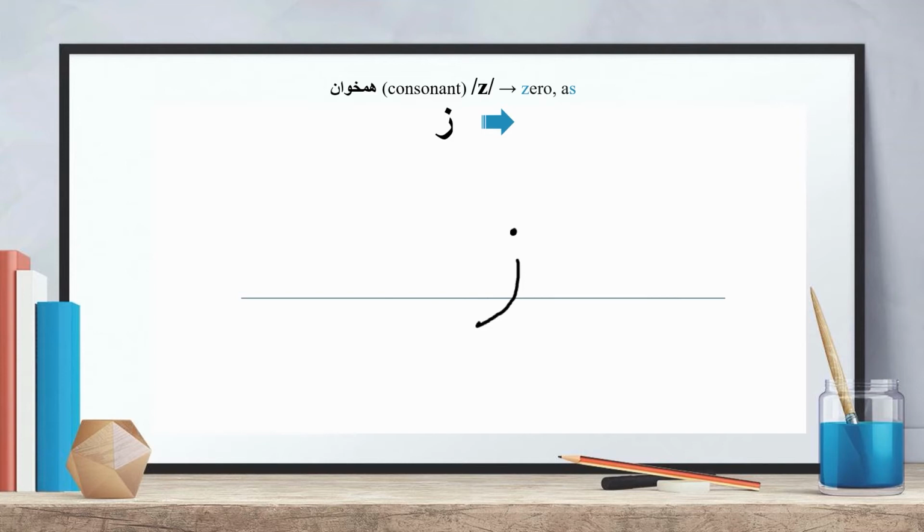So I write it again on the right side. We start from here, downward to the left, with a dot over it. Once more, from here, downward to the left, with a dot here. Don't forget, Z can only be connected to the previous letter, exactly like Re.